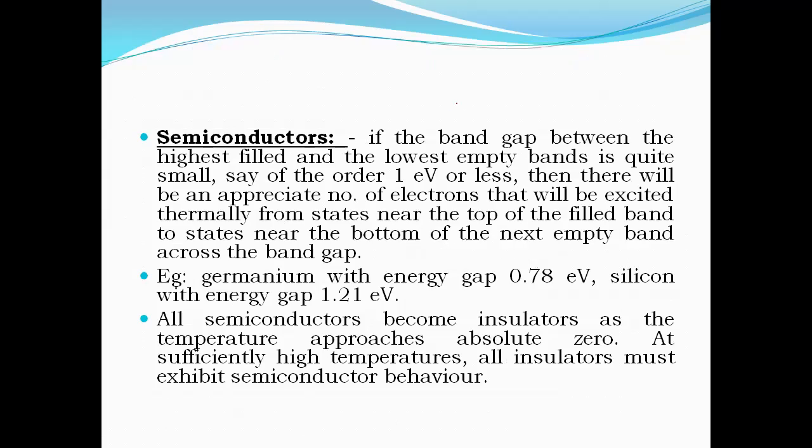Coming to the second type of solid materials, that is the semiconductor, the band gap between the highest filled valency band and the lowest empty band is quite small, say in the order of 1 electron volt or less. Then an appreciable number of electrons will be excited thermally from the states near the top of the filled band to the states near the bottom of the next empty band across the band gap. The best examples of semiconductors are germanium with an energy gap of 0.78 electron volts and silicon with an energy gap of 1.21 electron volts.